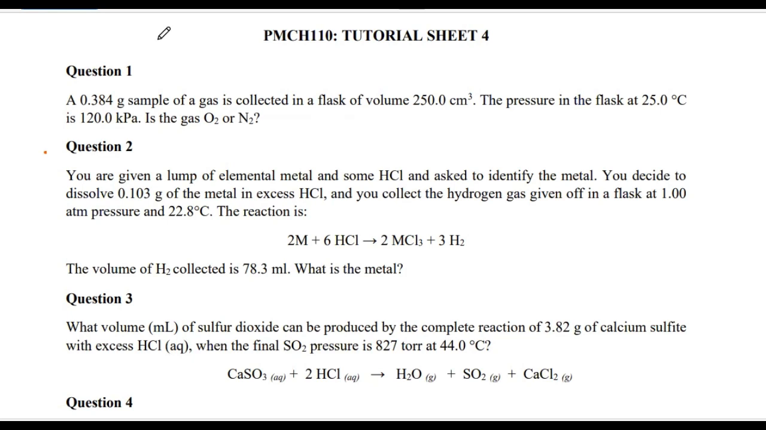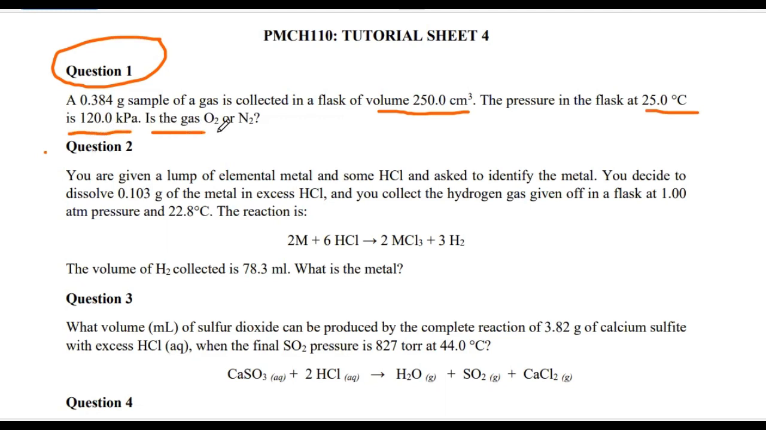Okay, so we'll start with question 1, which is there. What is our question 1 saying? They're saying a 0.384 gram sample of a gas is collected in a flask of volume 250.0 cubic centimeters. Then they're saying the temperature in the flask is 25 degrees Celsius, and the pressure in the flask at this temperature is 120 kilopascals.